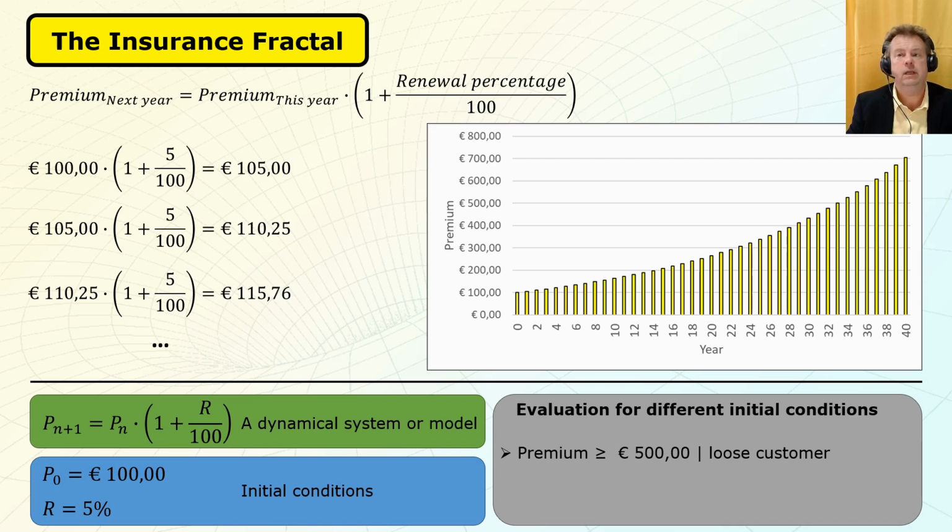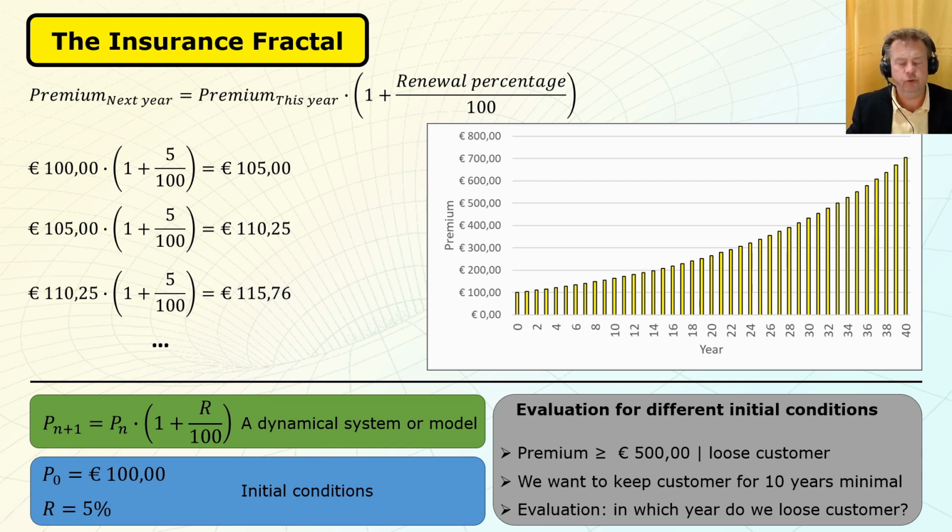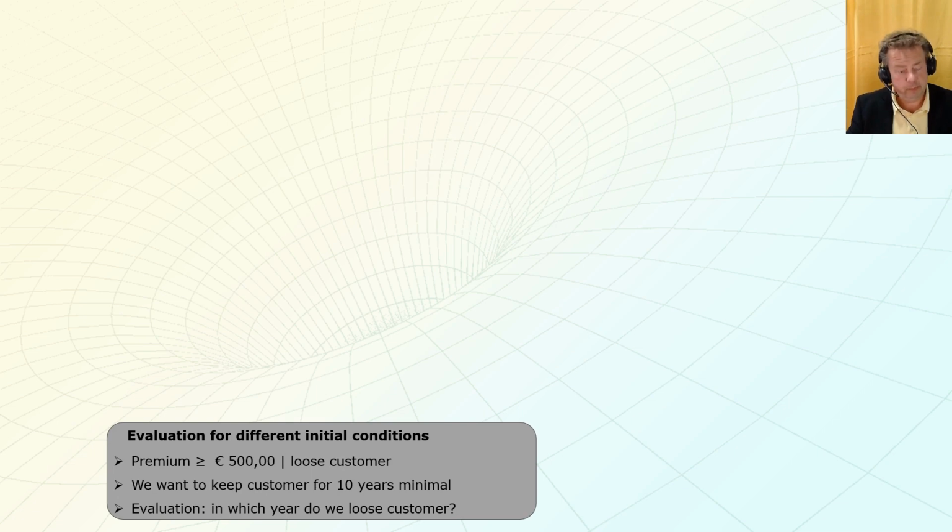Why? Because we learned that if the policy goes beyond 500 euros, people will cancel their policy. We will lose the customers, and we don't want that. We want to keep them, and in this case we want to keep them for at least 10 years. So we are very curious to find out in which year people will cancel their policy for any combination of initial conditions, for any starting point for the current premium and in combination with a renewal percentage. So let's do this. Let's do the numbers. I'm going to repeat the evaluation.